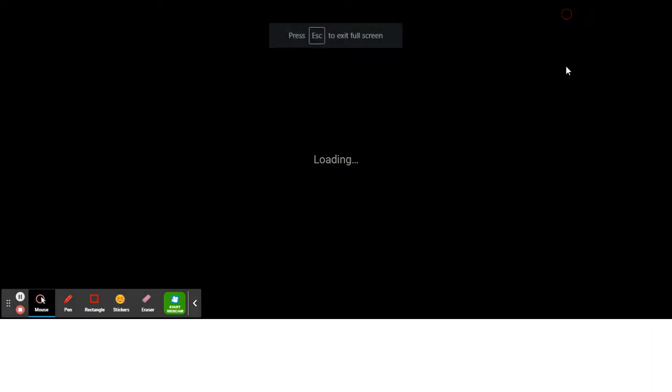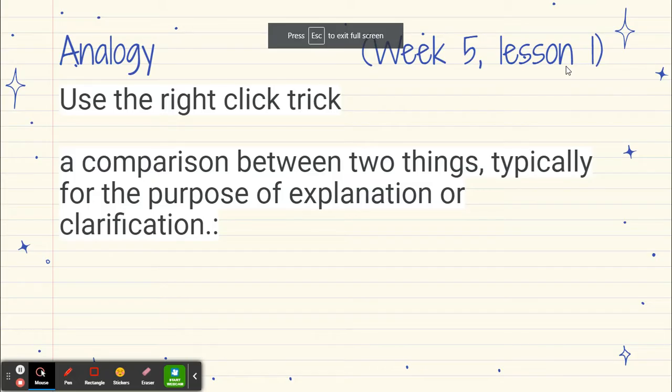An analogy, and this should go in your notebook. You can add a slide, type the word analogy, and right click, like I've shown you in class, to get the definition. The definition will say a comparison between two things, typically for the purpose of explanation or clarification. So we use an analogy when we compare one thing to another thing to try to explain the first thing. That's kind of an abstract explanation, but I'm going to give you some examples that will hopefully make it clear.